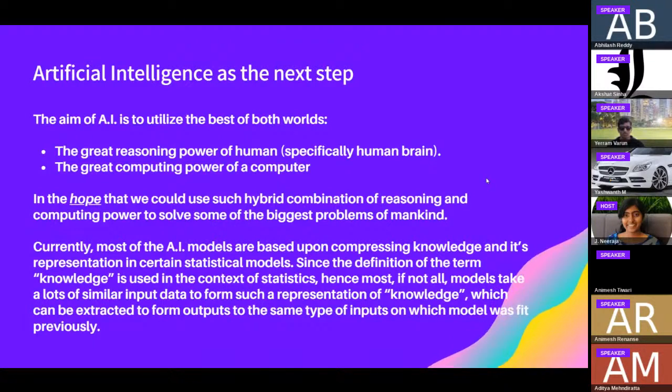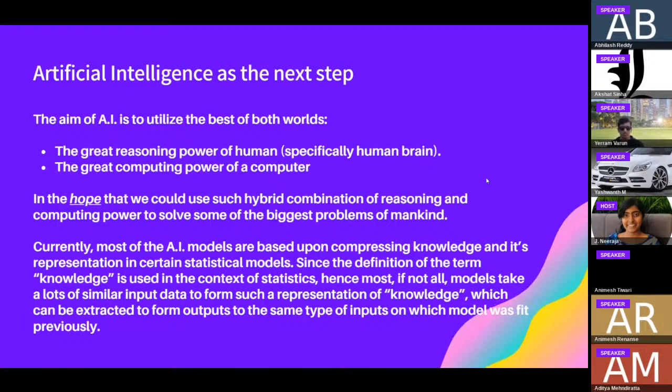Currently, most of the AI models are based upon compressing the knowledge, in quotation marks, and its representation, again in quotation marks, in certain statistical models. So they take the information that they are seeing and compress it into, in a certain sense, placeholders that they have in themselves. Some of you might have done linear regression in PH 101. You might have seen that there are weight and bias terms which compress, in a certain sense, the information of all the inputs that you have provided.